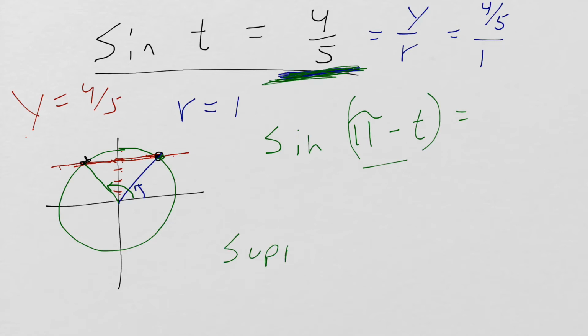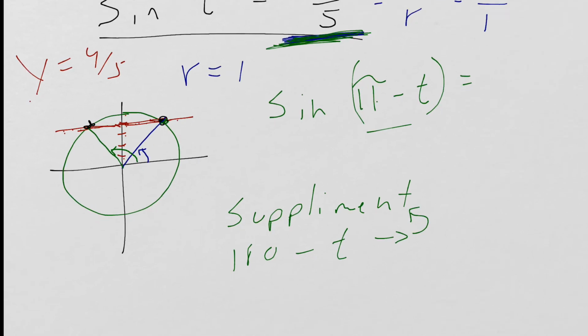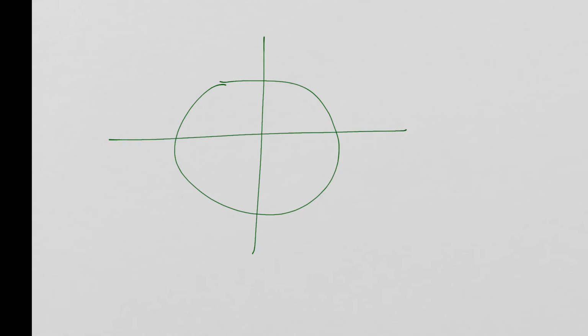It's the supplement. Pi is another thing for 180. If I have an angle, and I don't know what it is, but if I take 180 minus that angle, that should equal its supplement. Right? So, how does that look in our problem? I'm going to go down here a little bit, see if we can understand supplement. So here's our unit circle.